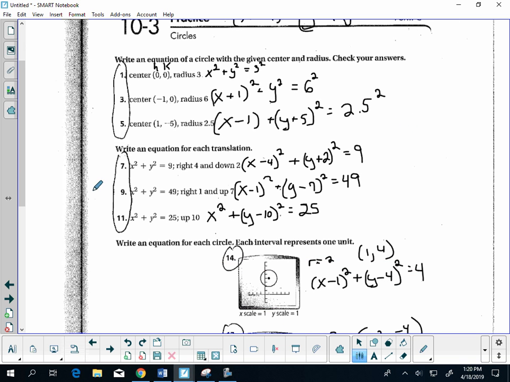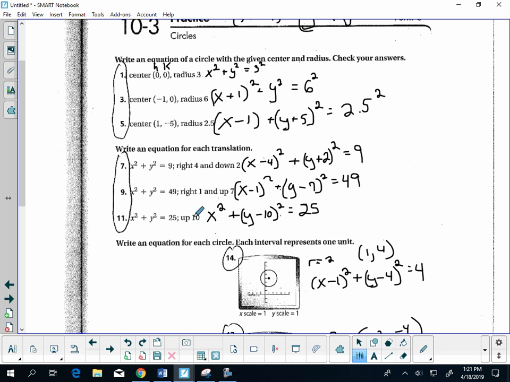I know I had questions in class about 7, 9, and 11. I think you guys were just taken back by the directions where it says for each translation. That just means I'm moving my center. So on this one, it's going right 4, down 2. So -4 to the right 4, down 2. My k value is -2, so it's y minus -2. And your radius here is 3, which gives you 9. 3 squared is 9. Here, I'm going right 1, so -1, up 7, so -7, equals 49.